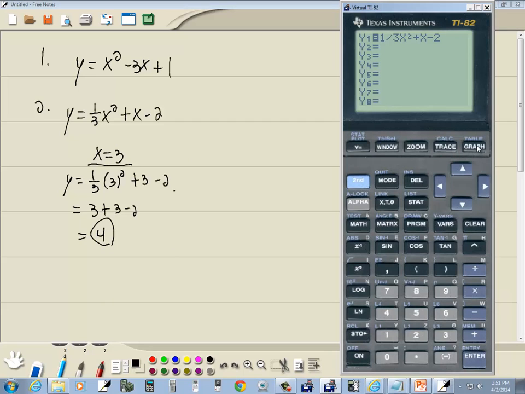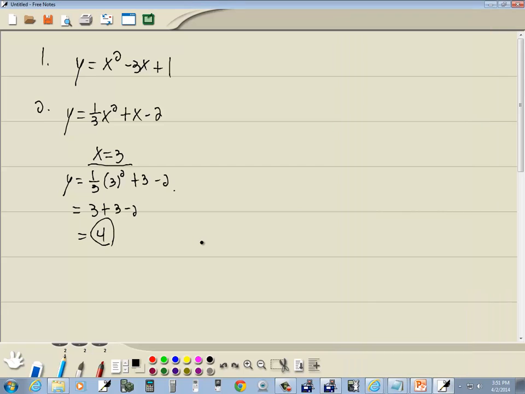We'll do second graph. It's still in the ask mode. It'll stay that way until you change it back. And let's put 3 in. Look what we came up with, 1.037. It's not following order of operations.